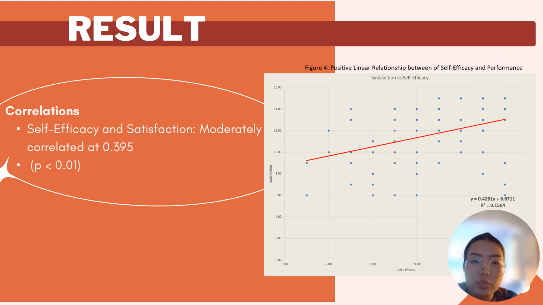Between self-efficacy total and satisfaction total, we also see a strong correlation, which is 0.395. This moderate positive relationship between the two variables is less likely due to chance because they have a correlation at the 0.01 level.